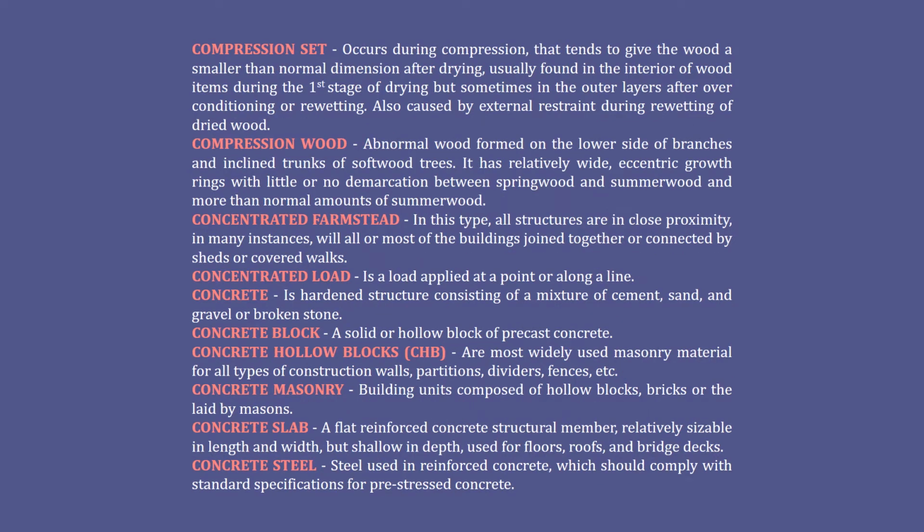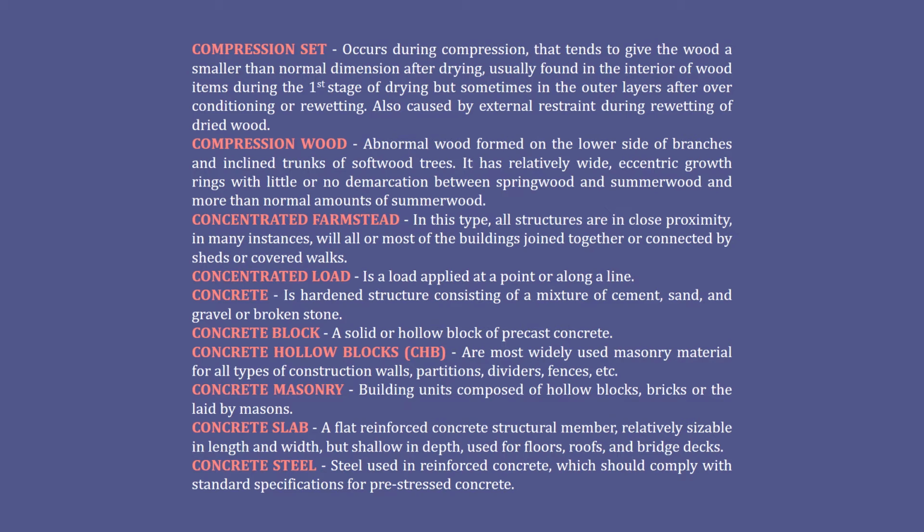Compression set. Occurs during compression. That tends to give the wood a smaller than normal dimension after drying. Usually found in the interior of wood items during the first stage of drying, but sometimes in the outer layers after over-conditioning or rewetting. Also caused by external restraint during rewetting of dried wood.